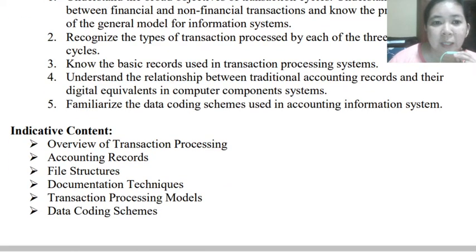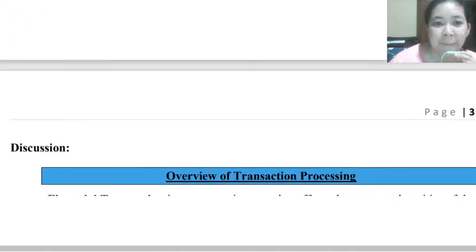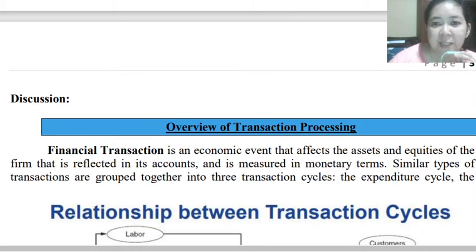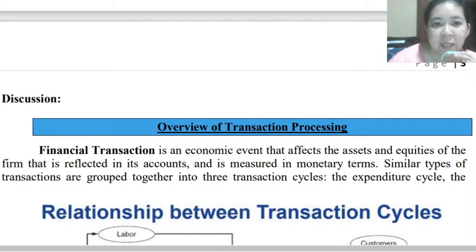So for our content, we will be discussing the overview of transaction processing, the accounting records, the file structures, documentation techniques, transaction processing models, and our data coding schemes. Okay, so to start with, let us discuss the overview of transaction processing.